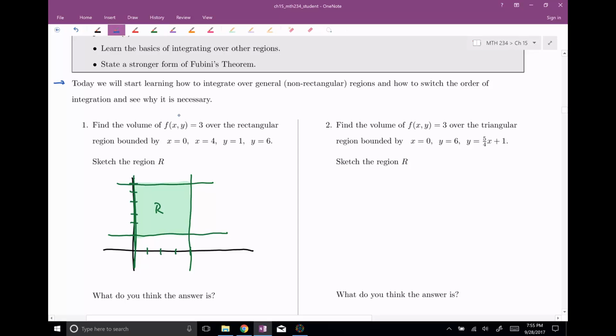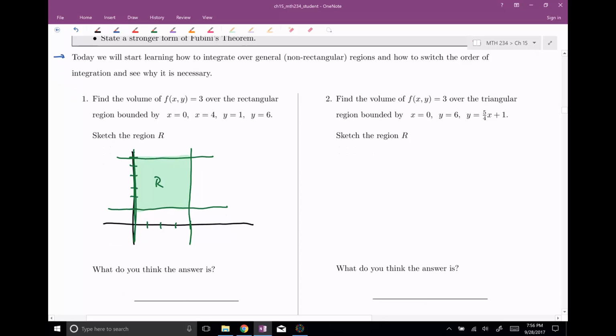In this case we have the function 3, and I would like to know the volume trapped under this surface over this region. Since it's a constant function, it's basically a rectangular prism, and we know a beautiful volume equation: length times width times height. This is my length, this is my width, and my height is 3, since the surface hovers 3 above. We can calculate this out.